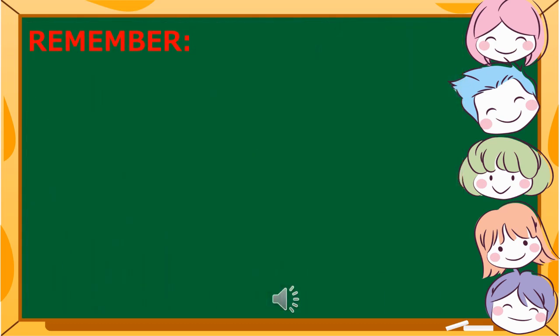Okay, children, try to remember this. Insoluble means that the substance does not dissolve. Soluble means that the substance has the ability to dissolve in another substance. Solubility is the ability of a substance to dissolve another substance.